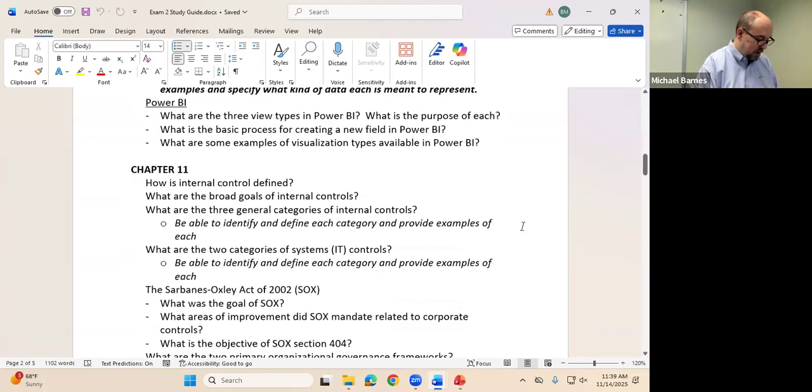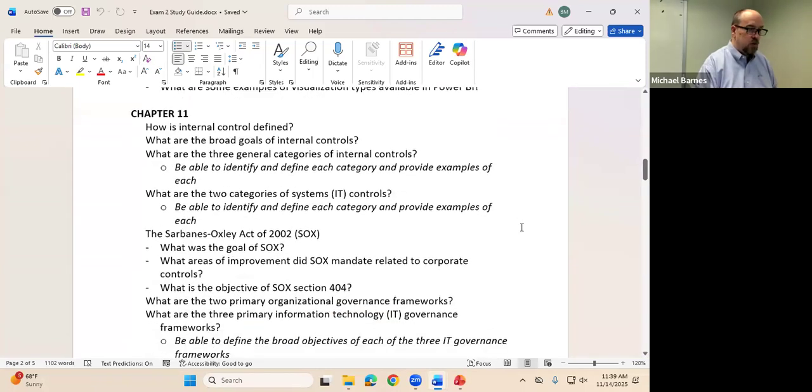Moving on to chapter 11. Okay, chapter 11 was all about controls, which, what do we know about internal controls, Dr. Barnes? Internal controls is one of my favorite things. Okay, so you can absolutely expect there to be some fun questions on this one right here. All right, so how is internal control defined?